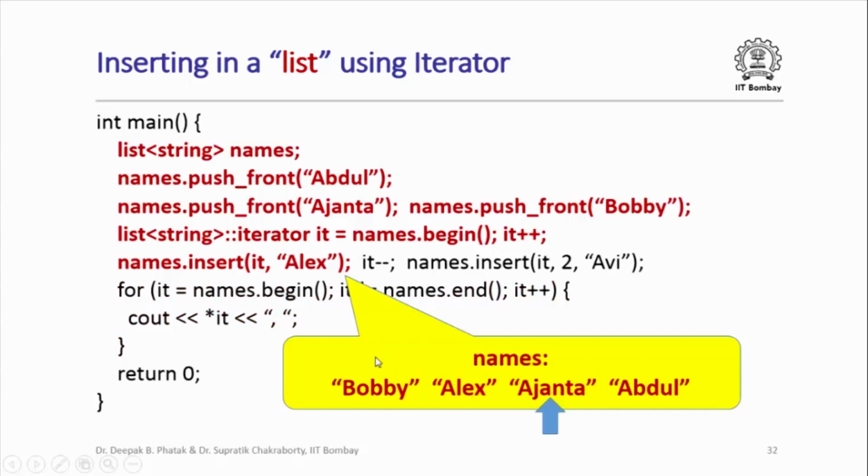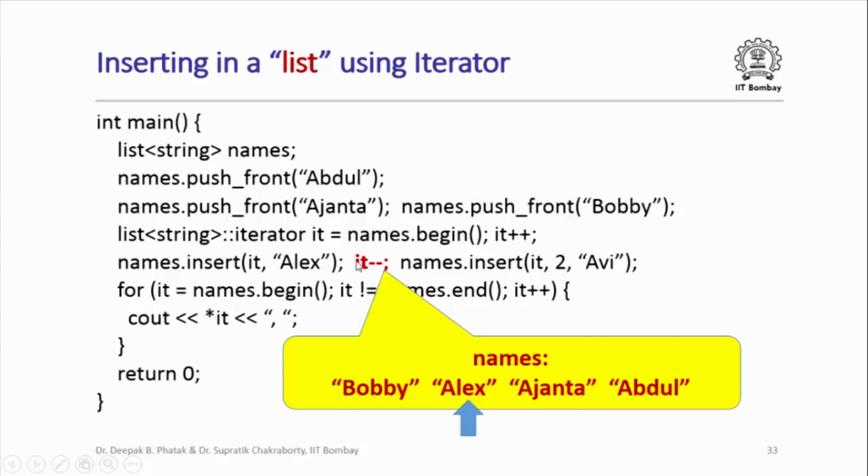Here is another example of insertion in a list using iterator. So this is the part that we just saw. After the code that is shown in brown is executed, I basically have the list Bobby, Alex, Ajanta, Abdul, and IT is still pointing to Ajanta. So now what I could do is I could say IT minus minus. So now IT is going to point to the previous element in the list, which is Alex. And then I could say names.insert(IT, 2, Avi). So this is basically saying insert just before IT.